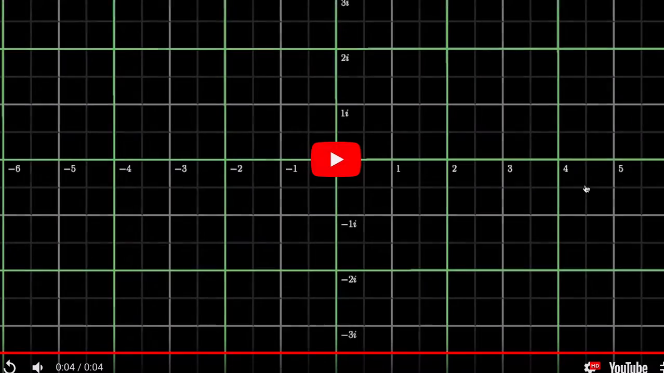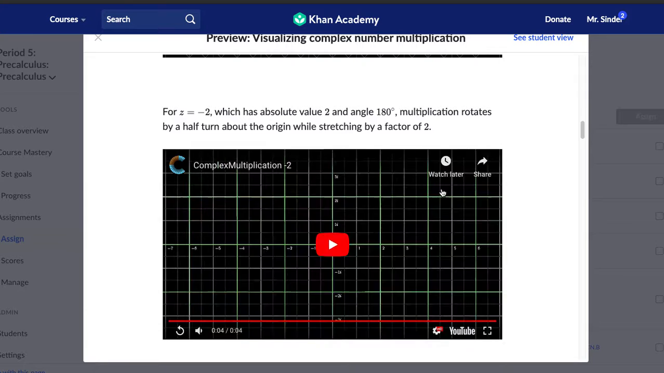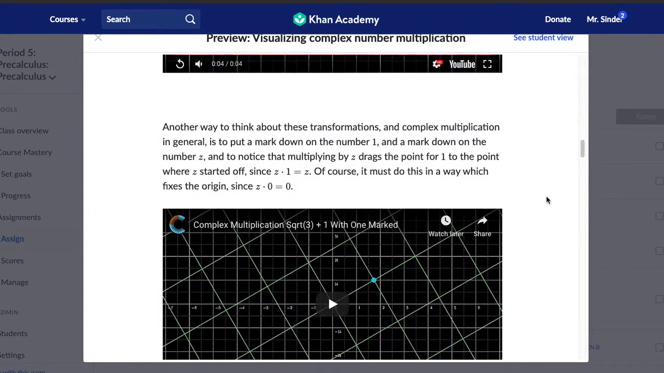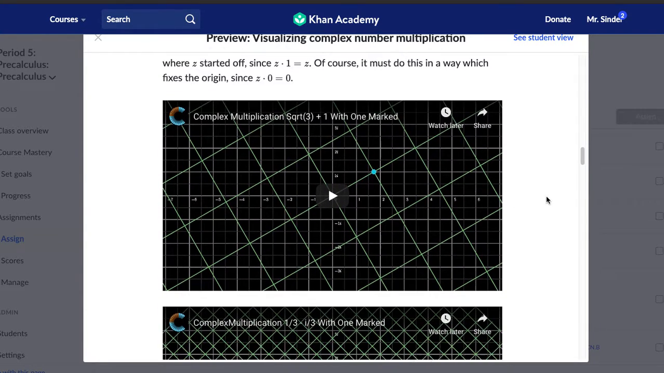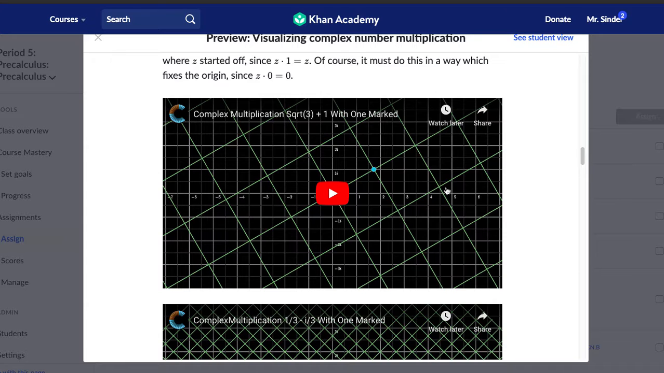Wait, play it again. Let's look at another one. Let's multiply with 1 marked. So if I multiply anything by 1, it's itself, right? So let's start with 1. Oh no, you're starting with the actual complex number marked. Check this out.